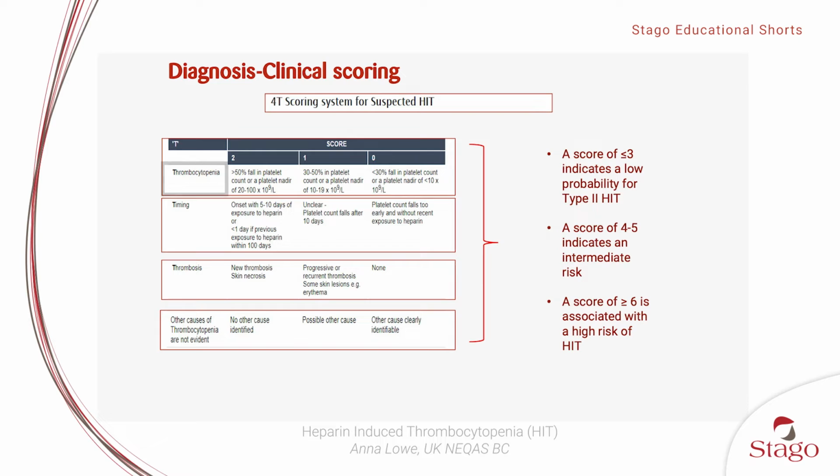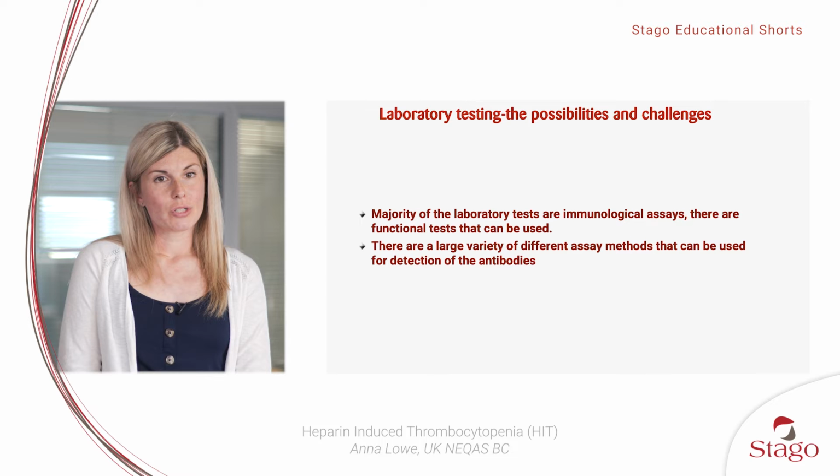So an example, for thrombocytopenia, if their platelet count falls more than 50%, they would then get a score of 2. Going through this 4T scoring system, if the patient is scored less than or equal to 3, this indicates a low probability of type 2 HIT. If, however, the patient is scored 6 or more, then this is association of a high risk of HIT. So, laboratory testing.